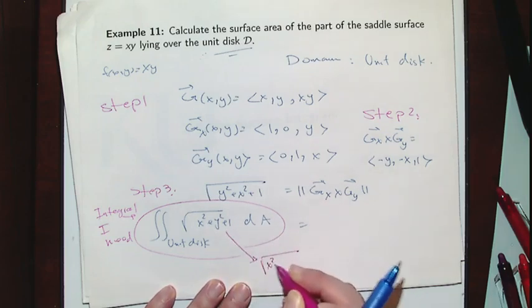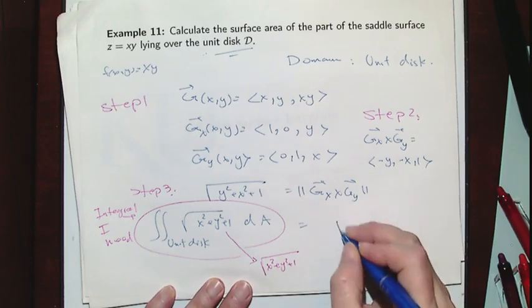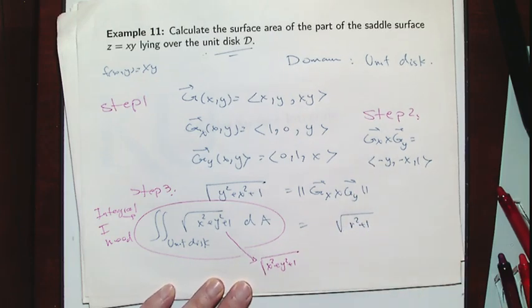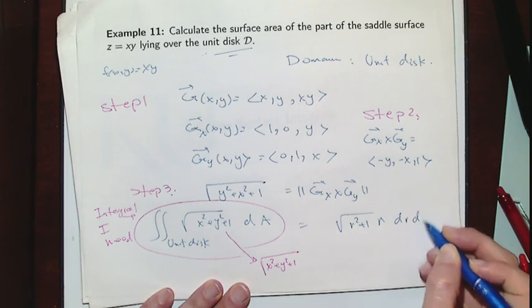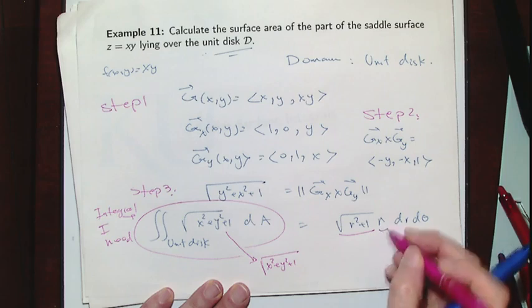What would x squared plus y squared plus 1 become? R squared plus 1. What do I need to not forget? It starts with J, Jacobian. And then dr d theta. So that's the integrand converted. That's the Jacobian.